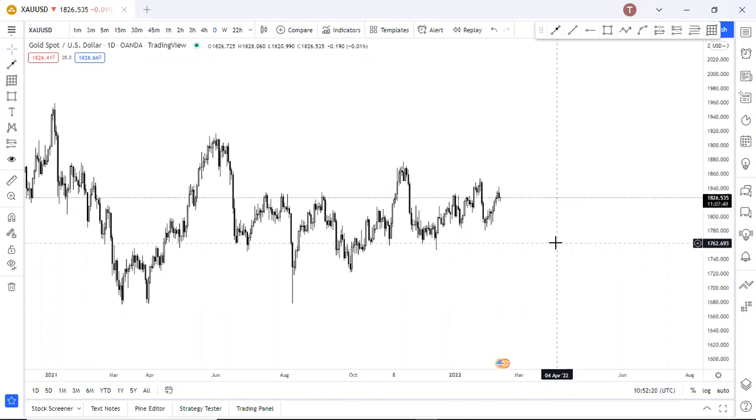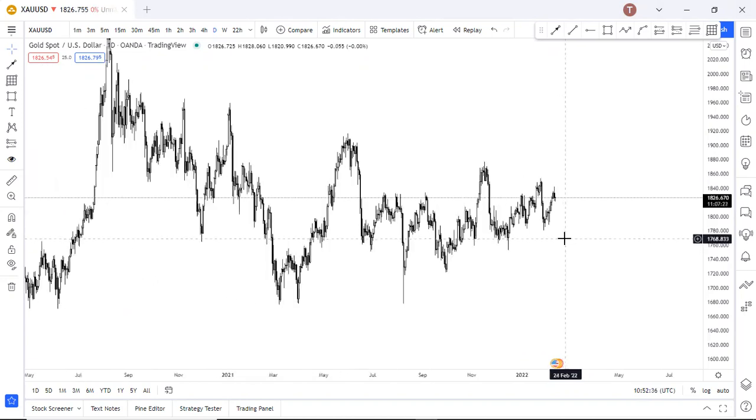Today's video, I'll be showing you a trade I took on gold from the last NFP, which was on February 4th. And I'll also be explaining in detail supply zones, demand zones, break of structures, and imbalances. Let's get right into it. I'll be using gold as a case study.